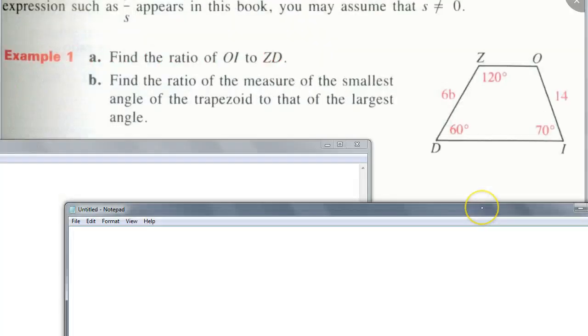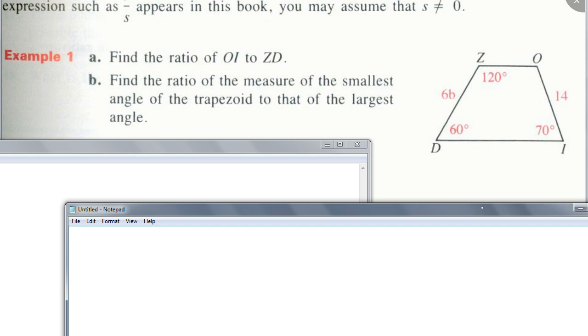Okay. All right. Let's look at an example. Here we go. Let's say we have this figure, a quadrilateral. It says find the ratio of OI to ZD. By the way, when they say OI, without any symbol above, what does it mean? It's the length, right. So they're saying the length of OI to ZD. Who could tell me the answer? Yes, sir. 14. The ratio is 14? So 7 over 3b. 7 over 3b.